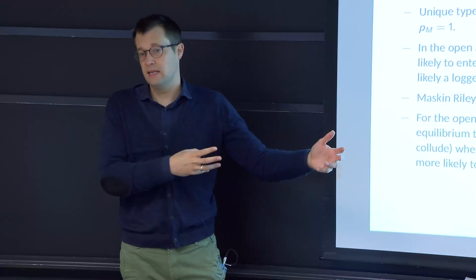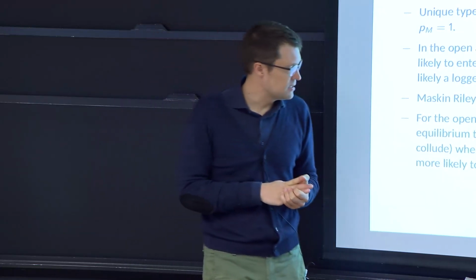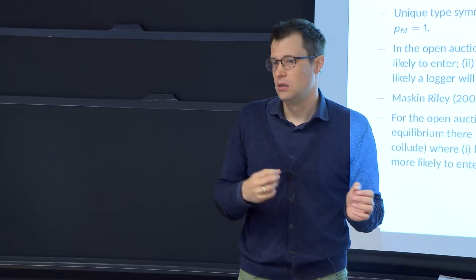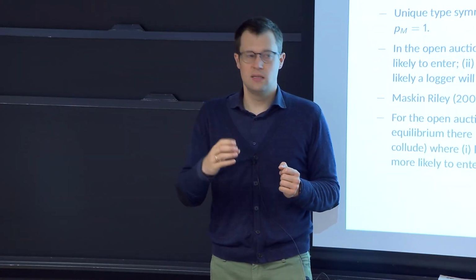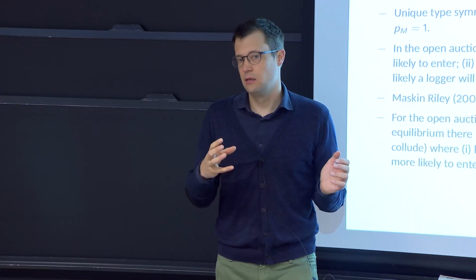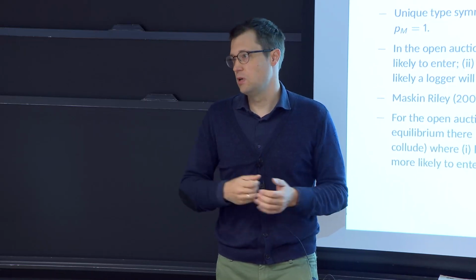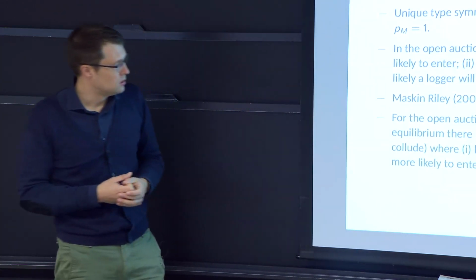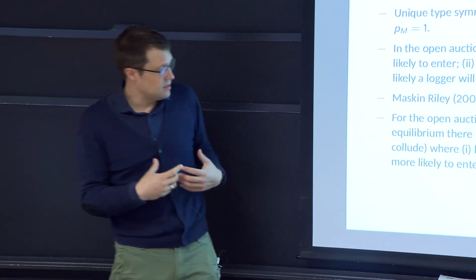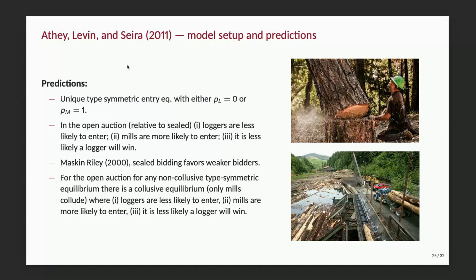collusion and being designated. Sorry, one thing I forgot to mention is that what they assume is perfect collusion. So the mill with the highest valuation is going to be designated the winner, and all the other mills are not bidding, to keep the price for the winning mill low. Because mills are ex ante symmetric, they always have some chance to benefit from collusion. That means that collusive equilibria make this even more attractive for mills. So mills are going to be more likely to enter, crowding out loggers.